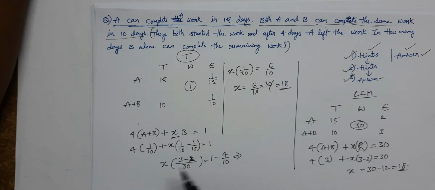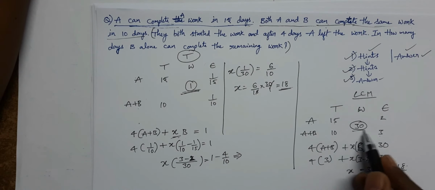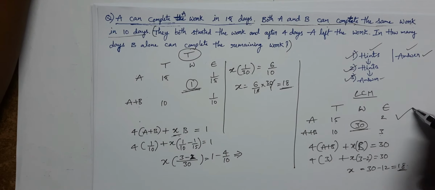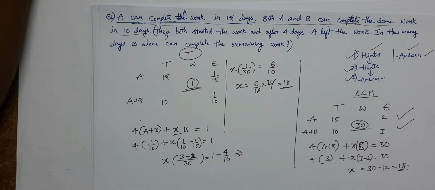So same answer. In both the methods I'm getting the same answer, but the approach is different. Here we take the work as 1 unit. Here we take the work as 30 units. This method is preferable as the calculations are very easy in this. Here we subtracted fractions and dealt with fractions, but here we just subtracted 3 minus 2, which is very simple for us. So this method is preferable.